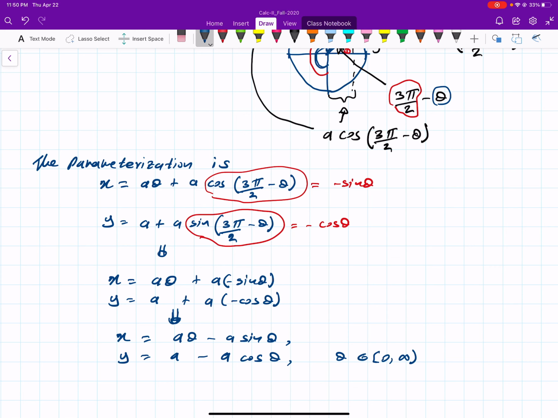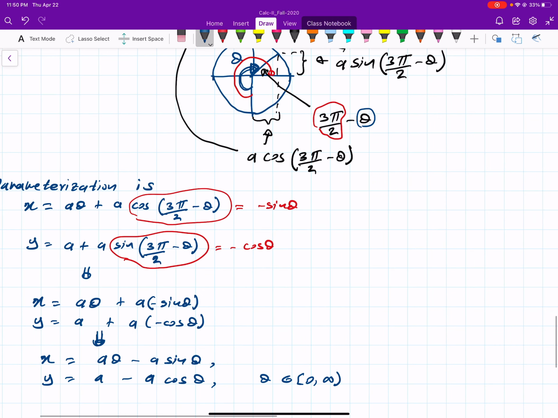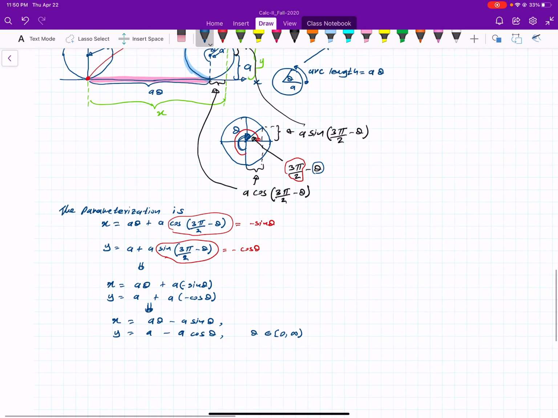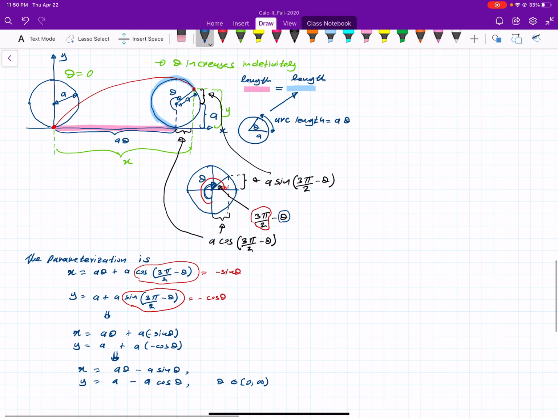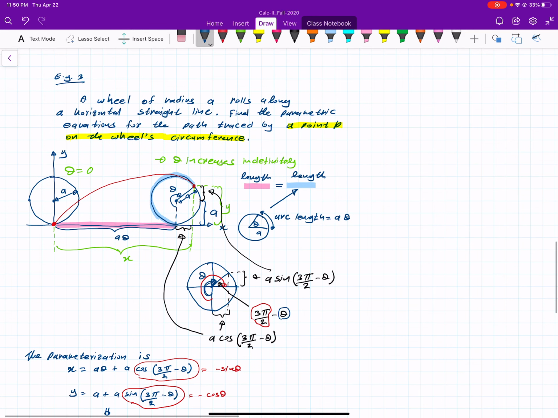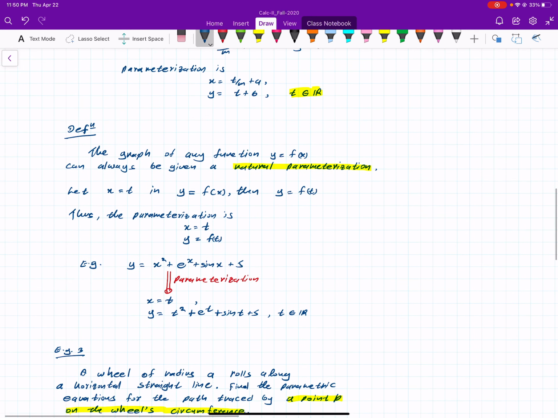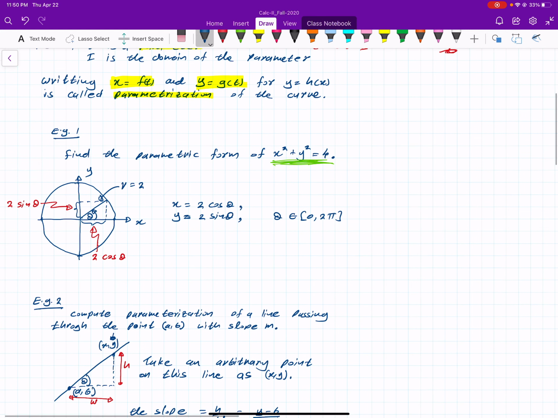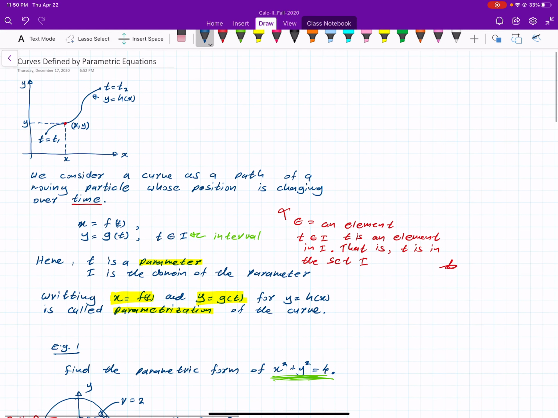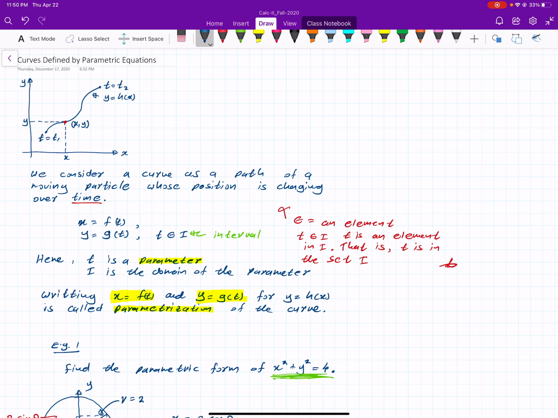All right, that is the end of this section. This is an easy section. This section is not so long, but example 3 is a little complicated, so you can read and understand. Here we discussed 3 diverse problems. The section was curves defined by parametric equations.